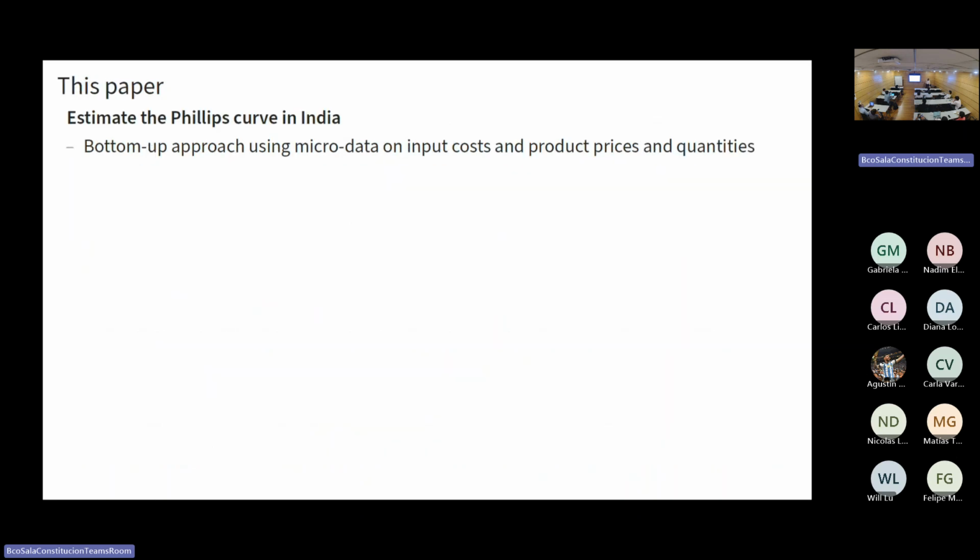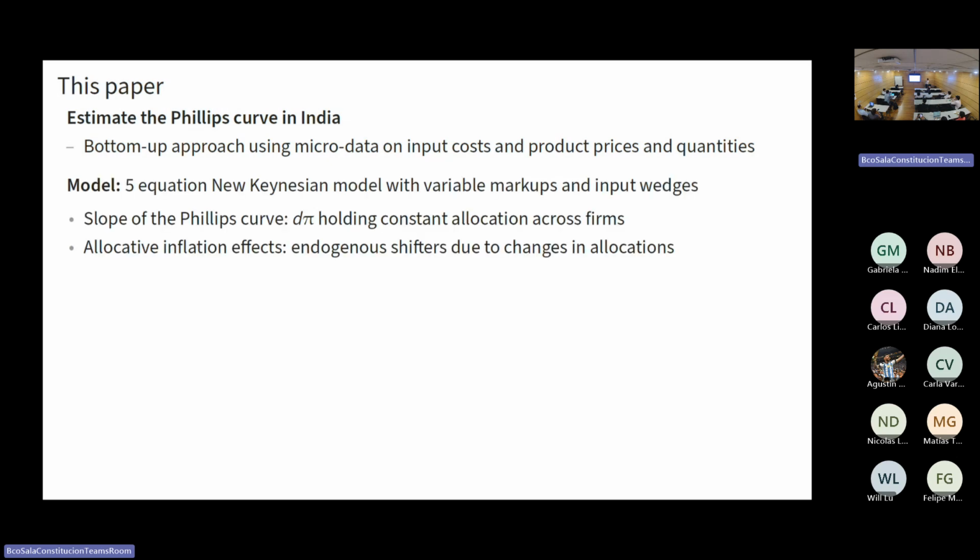Okay. So what we're going to do is estimate the Phillips curve in India. We're going to follow what is called in the literature a bottom-up approach, which uses microdata on input costs and production prices of individual firms. We're going to write a model, and you should see it as basically dictating the identification of the rest of the paper. It's going to be a 5-equation model with variable markups and input wedges.